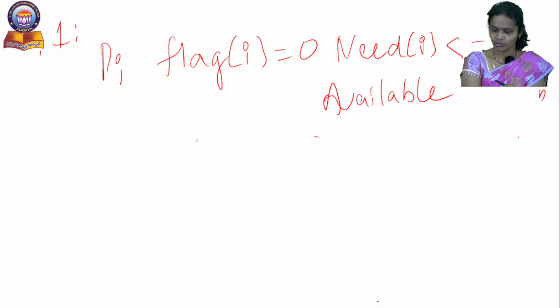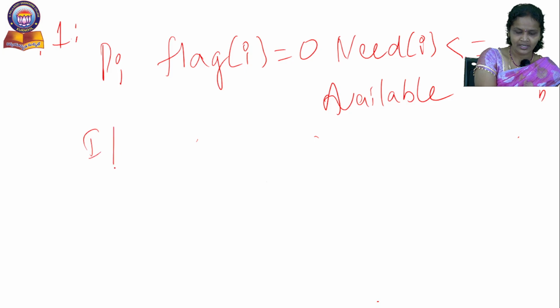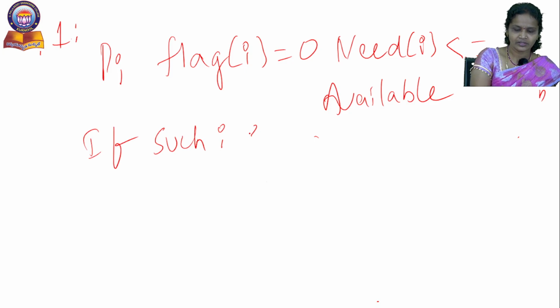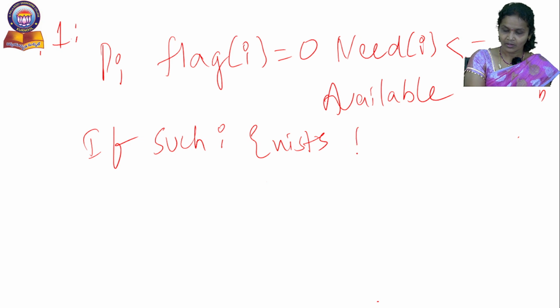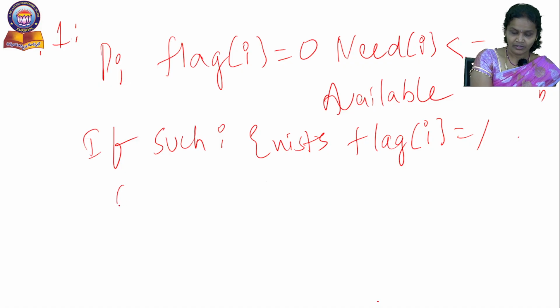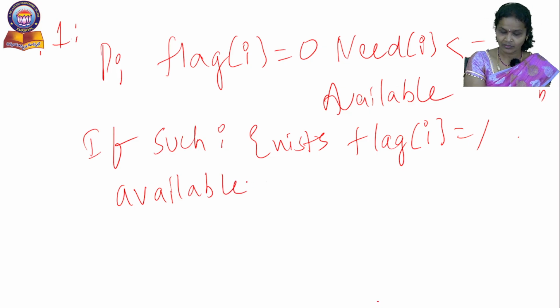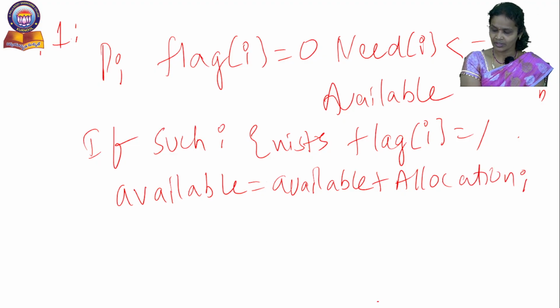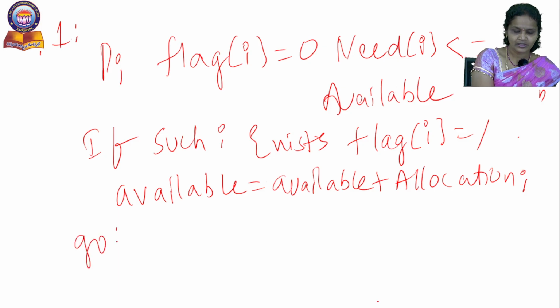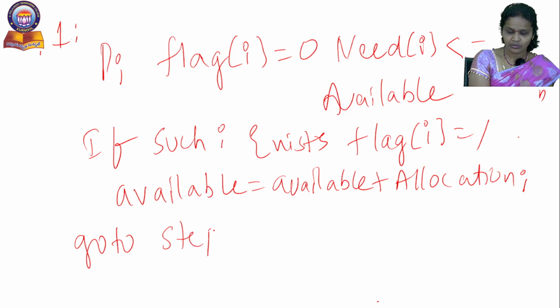If such an I exists, then we make the flag of that particular process 1, and the next step is to update the available data structure as available equals available plus allocation of I. Whatever we have done in the problem, we represent the same thing in the form of steps. Then go to step 2.